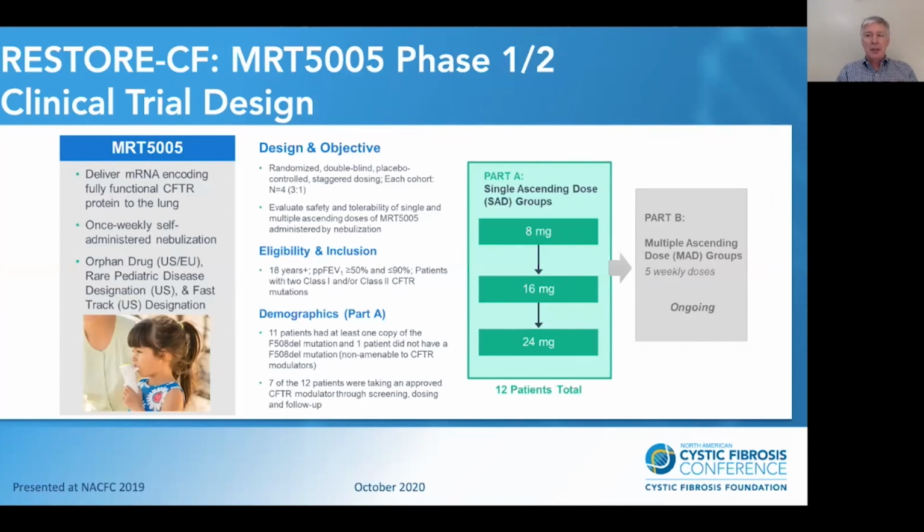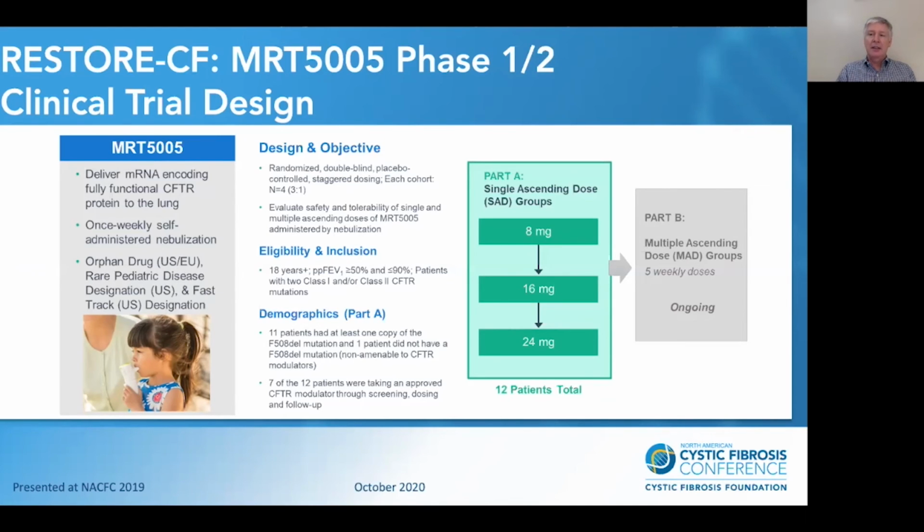And this is currently being evaluated in a phase 1/2 clinical study called Restore-CF. So MRT 5005, what this consists of is an mRNA for CFTR packaged in a lipid nanoparticle, and it's administered to patients once a week through a nebulizer. Here you can see the design objectives. It's a safety tolerability study, eligibility criteria in terms of being over 18 with a range of ppFEV1 or FEV1 values here, and broad demographics in terms of mutation types and exclusion criteria.